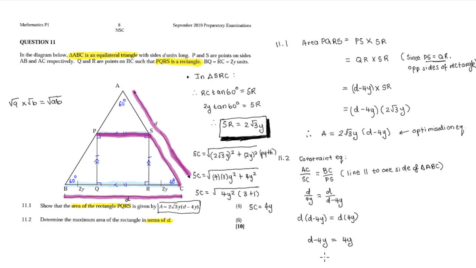Adding both sides with 4y, we'll have d equals 8y, right? And since we need to write our area in terms of d, we need to rewrite this in terms of y. Therefore y equals 1/8 of d. So this right here is now our constraint equation. Our constraint equation is y equals 1/8 d.